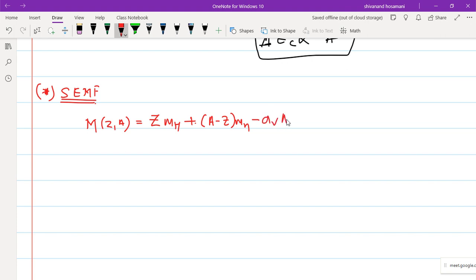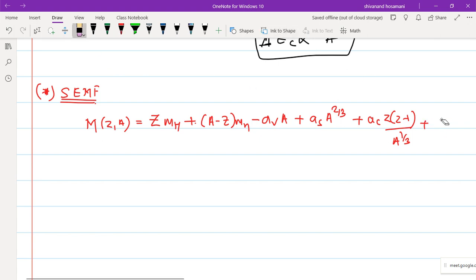That is the volume energy part, AV into A. It is actually plus, because of the minus sign of the binding energy, we get minus to multiply with all the terms. And minus of AV A, and plus AS A to the power of 2 by 3, the surface energy term depending on mass number as A power 2 by 3. Then plus the Coulombian force, AC into Z into Z minus 1 divided by A to the power of 1 by 3. This is the Coulombian force.